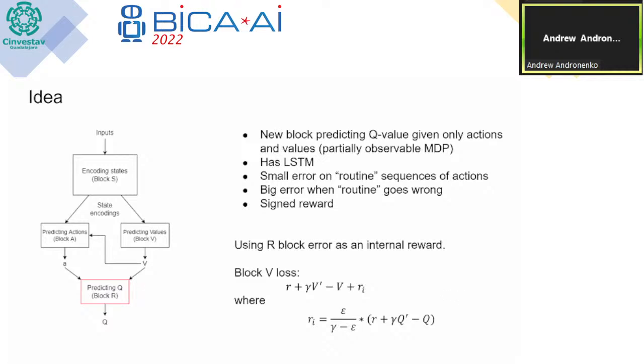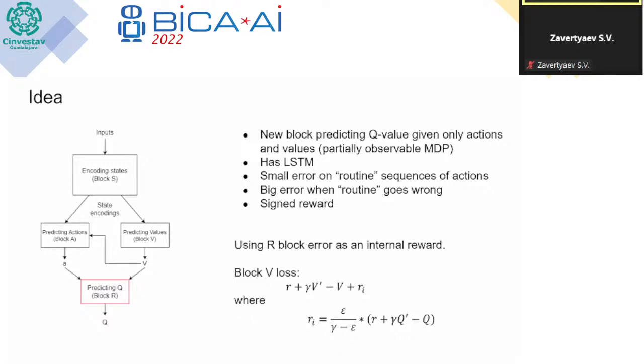It is important that the R block only gets predicted V's and predicted action probabilities as its input. It has an LSTM layer, so it can be aware of the sequences of V's and sequences of action predictions taken. I also need to mention that the gradients are not propagated back from this block to blocks A and V, so it can be treated as a separate network.